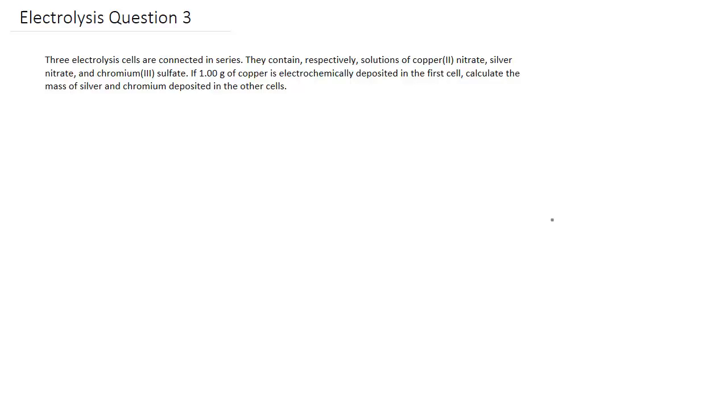So 3 electrolysis cells are connected in series. They contain, respectively, solutions of copper(II) nitrate, remembering that that is Cu(NO3)2, silver nitrate, so that's just AgNO3, and we have chromium(III) sulfate, which is Cr2(SO4)3. Okay, so now let's get to the question.